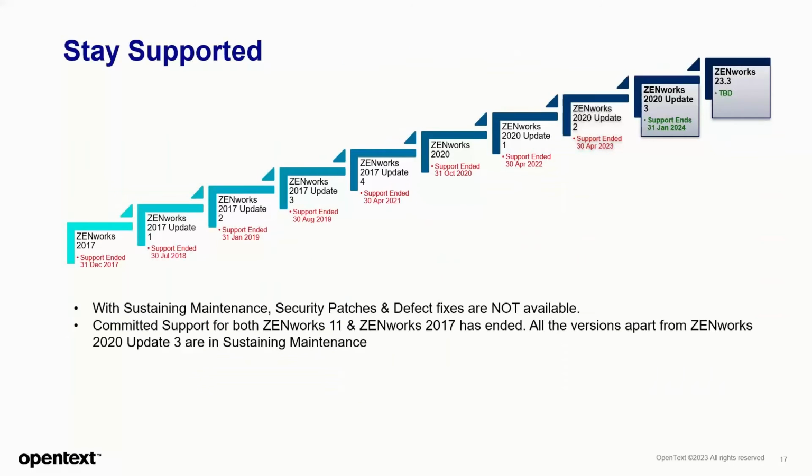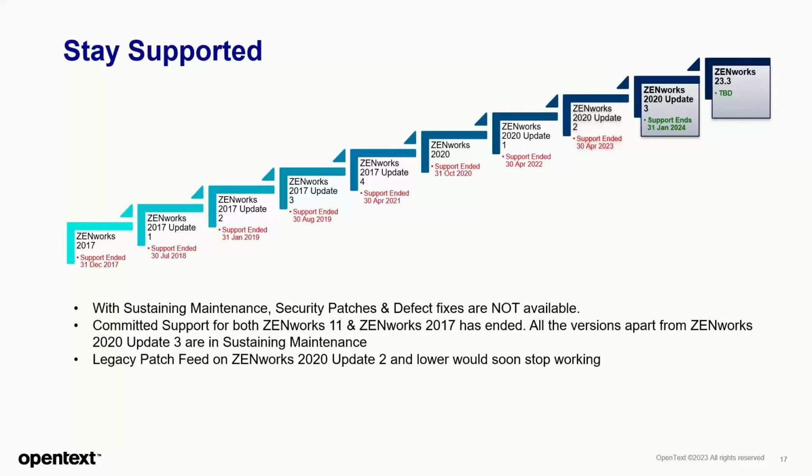In today's world, where malicious users are constantly looking to exploit vulnerabilities, it is critically important to ensure that your ZENworks installation is under committed support, as it entitles you to security fixes and defect fixes. However, at this time, ZENworks 11, all versions of ZENworks 2017, ZENworks 2020, ZENworks 2020 Update 1 and ZENworks 2020 Update 2 are out of committed support. This means that you have to be on ZENworks 2020 Update 3 to get any security or defect fixes.